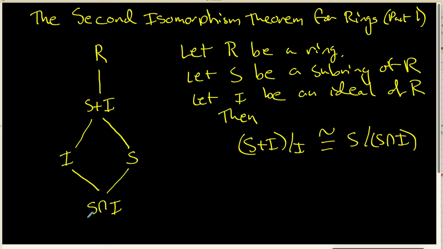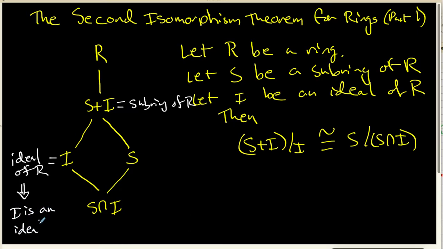And so I want to review what we know from the preamble. We know that S plus I is a subring of the ring R, and in fact, it's the smallest subring that contains both S and I. We know that I is an ideal of R by the main hypothesis of the theorem, but being an ideal of R and a subset of S plus I also implies that I is an ideal of the subring S plus I.